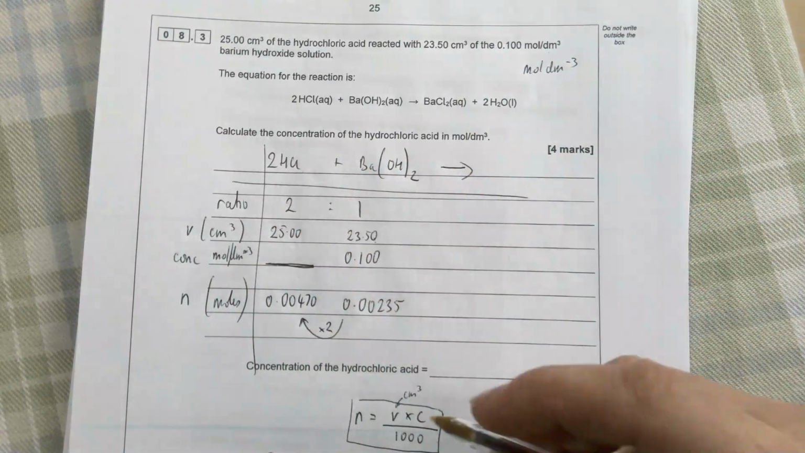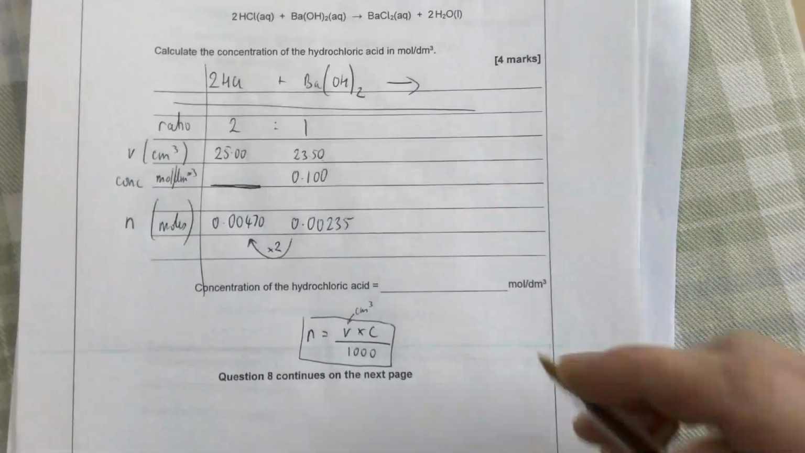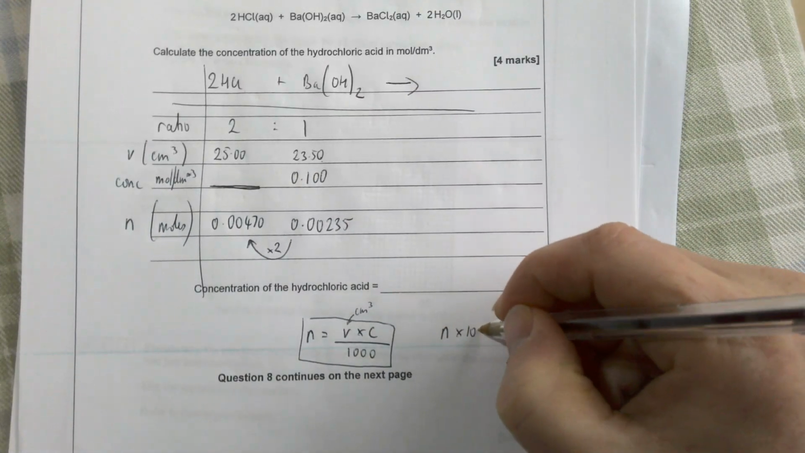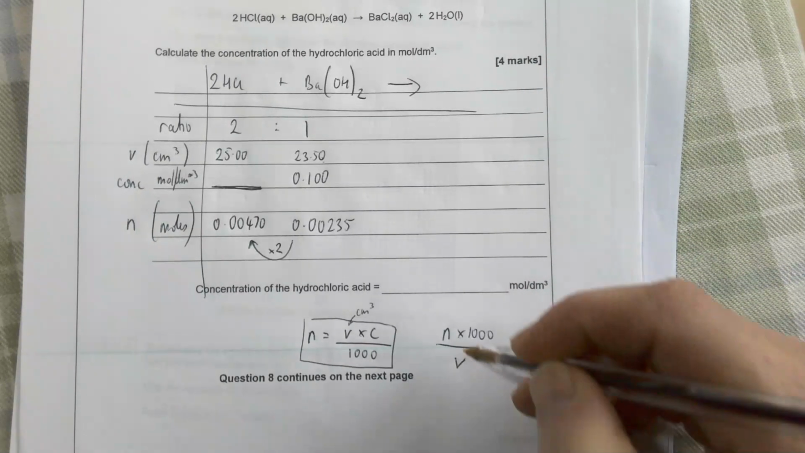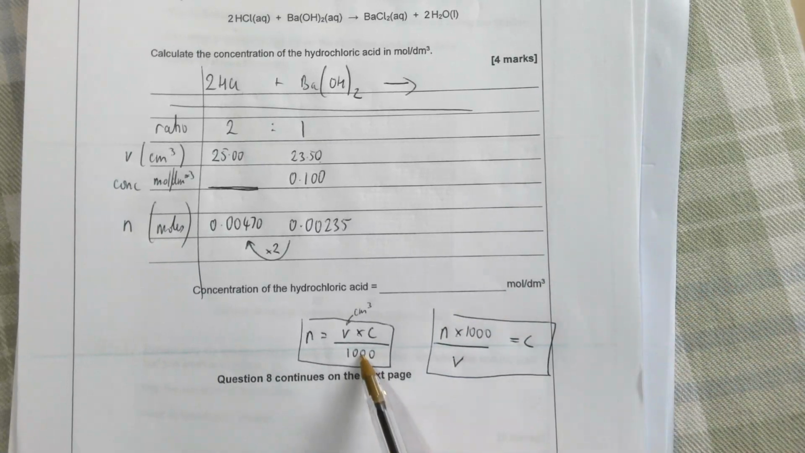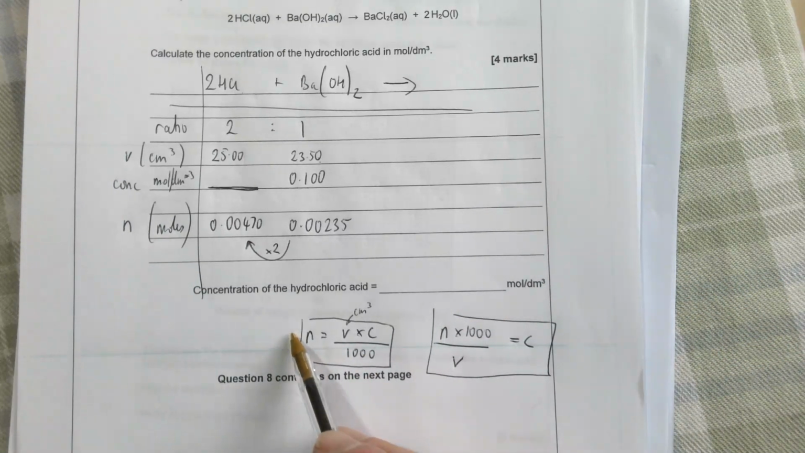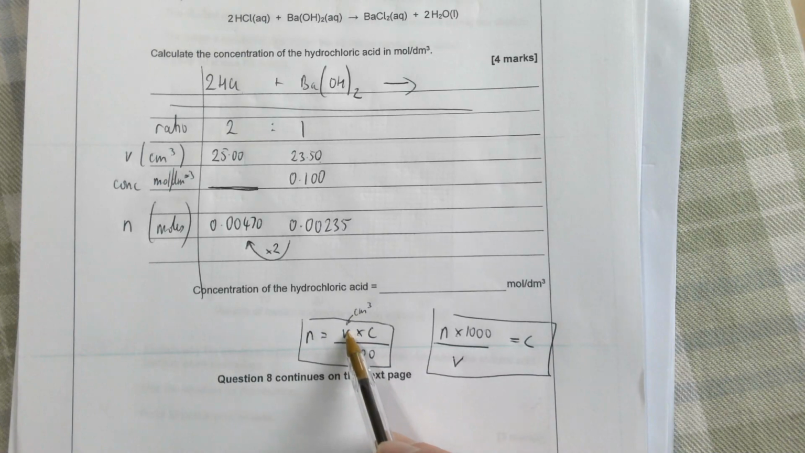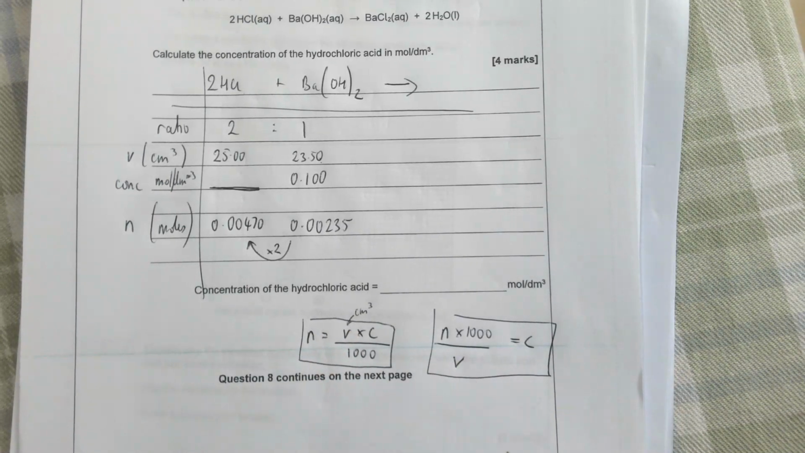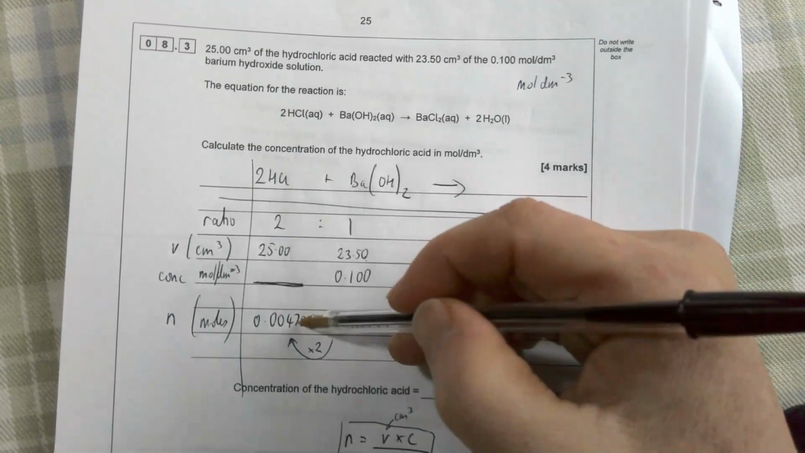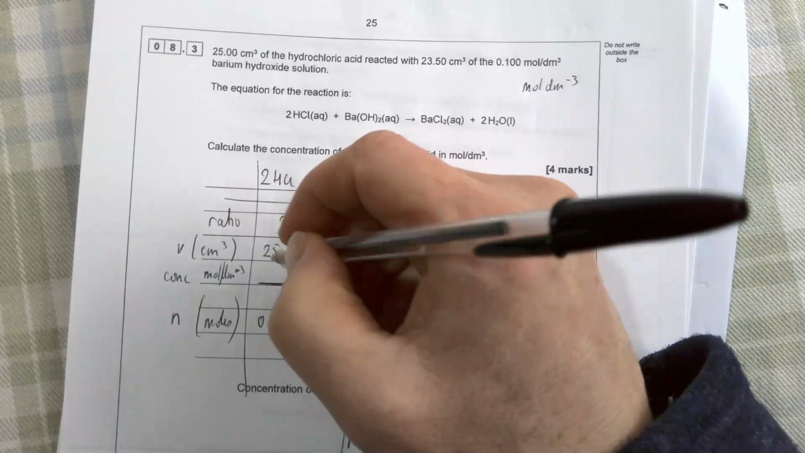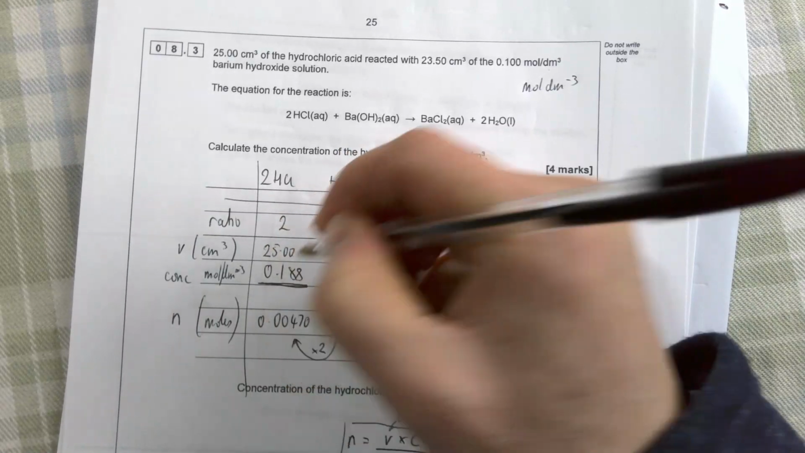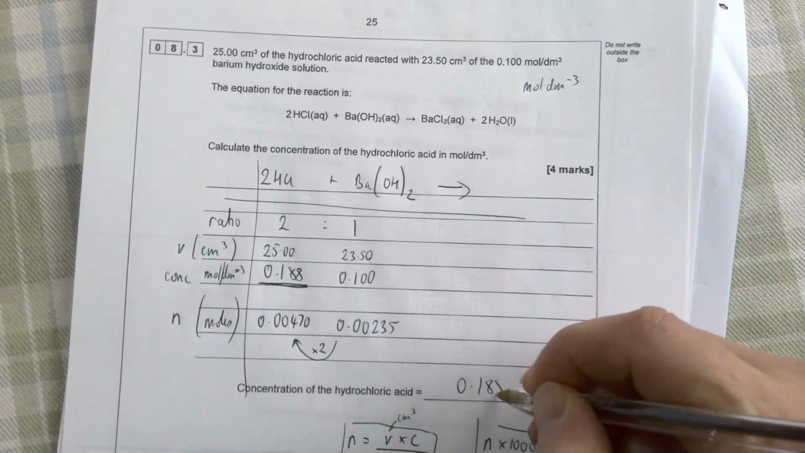And then we just have to rearrange this equation down here. So number of moles times 1000 divided by the volume is equal to the concentration. That's simply a rearrangement of that. The 1000 has come up here, and to get the concentration on its own, the volume has gone down here. That's all I've done there. So it's 0.00470 times 1000 divided by 25, and that came to 0.188, and that was done really quite well, I have to say.